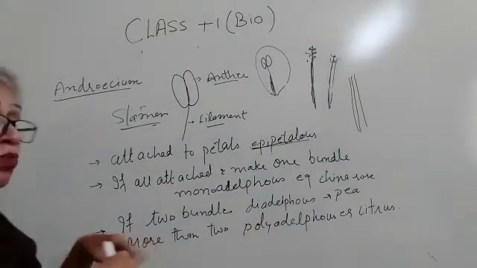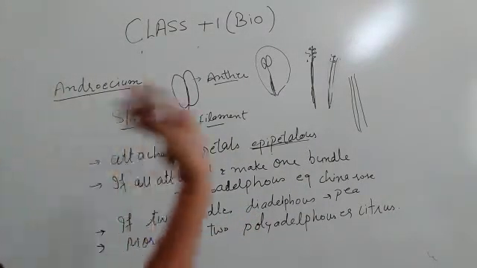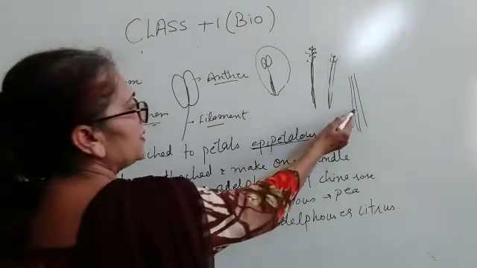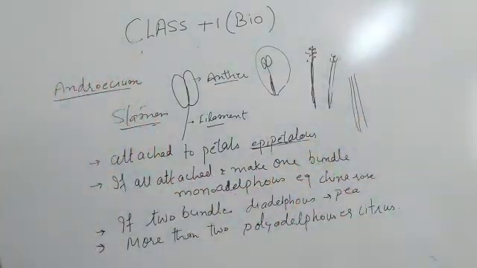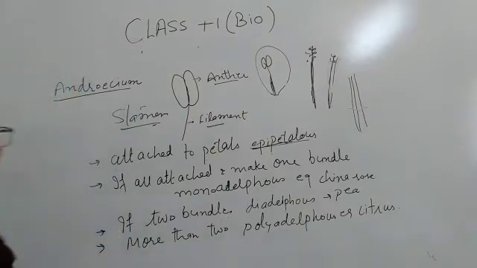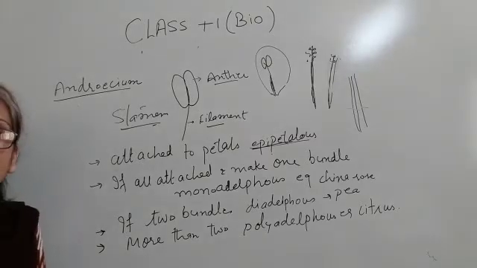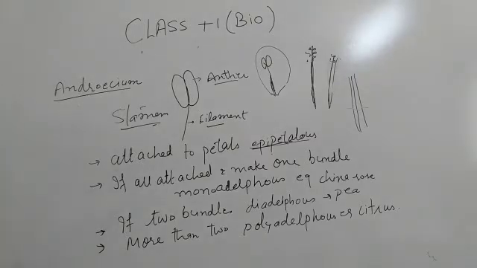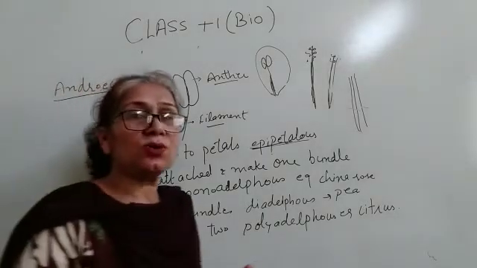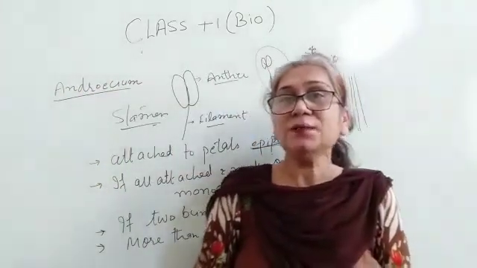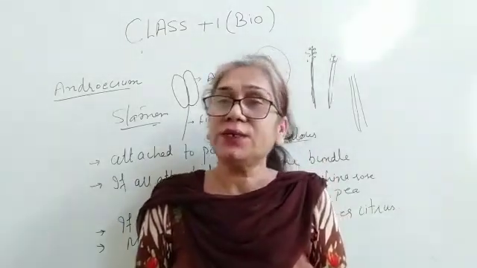If more than 2 bundles are there, अगर 2 से ज़्यादा bundles बन रहे हैं, जैसे मान लीजिए ये bundle एक ये हो गया, like this, maybe 4, 5, then we call it polyadelphous. Example is citrus. It is found in the citrus. So these are some of the important terms, clear, about the flower, because flower is in your syllabus. So I have discussed almost the main terms. Clear? I think all these terms are clear to you.